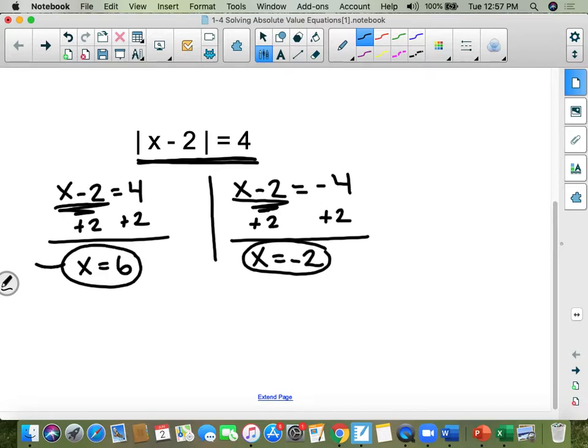If I put 6 in place of x, you guys, what's 6 take away 2? Doesn't 6 take away 2 equal 4? And what's the absolute value of 4? That gives you 4. I can also put in place of x a -2. A -2 minus 2 makes a -4. But what's the absolute value of a -4? Doesn't that also give you a +4? So that's why you need 2 answers.